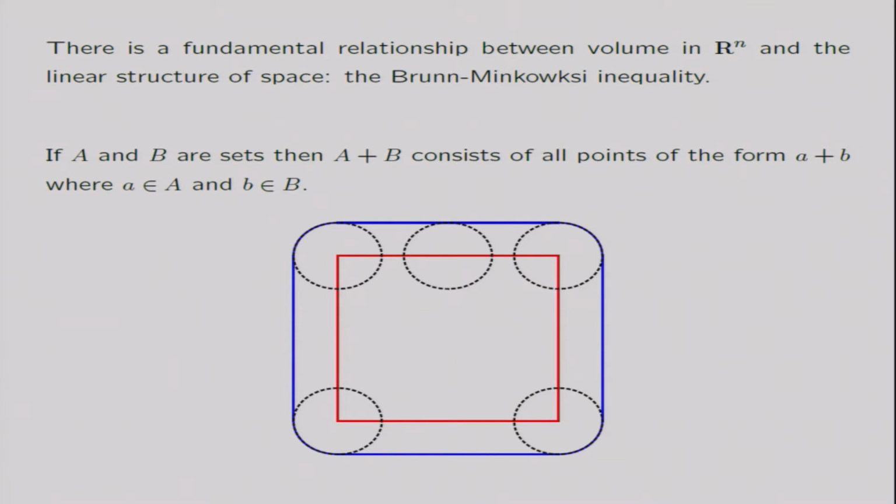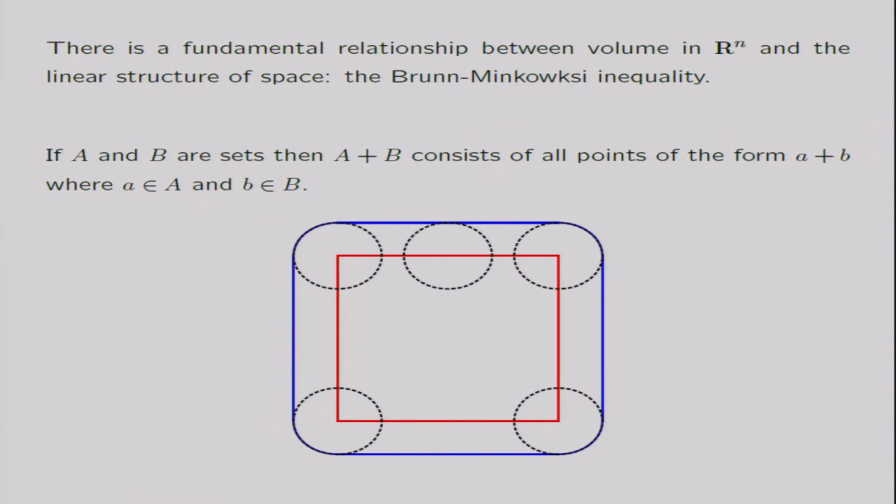Okay, let's move on to something which is a bit more sophisticated. This is the Brunn-Minkowski inequality, and this I think of as the fundamental relationship between volume and the linear structure of space, of Rn, Euclidean space of whatever dimension. And what does the Brunn-Minkowski inequality say? It says something about what happens to volume when you add sets. What does it mean to add sets? Well, it means pretty much the only thing it could.